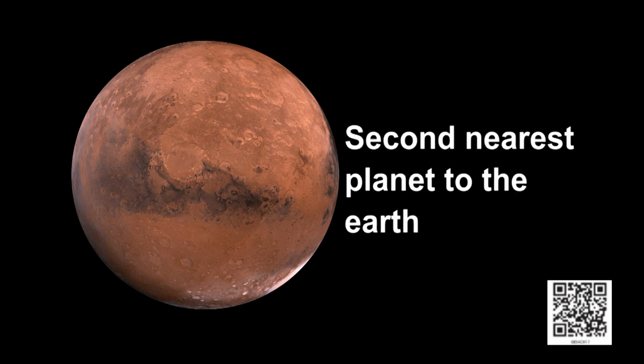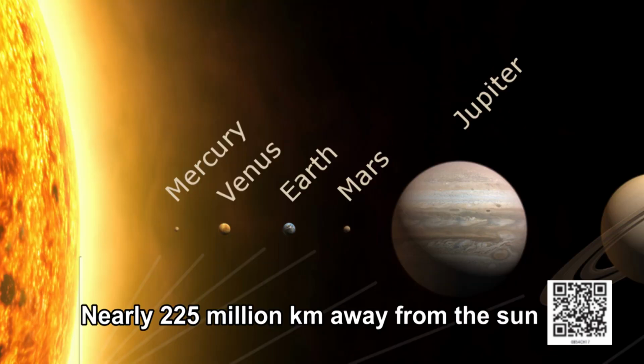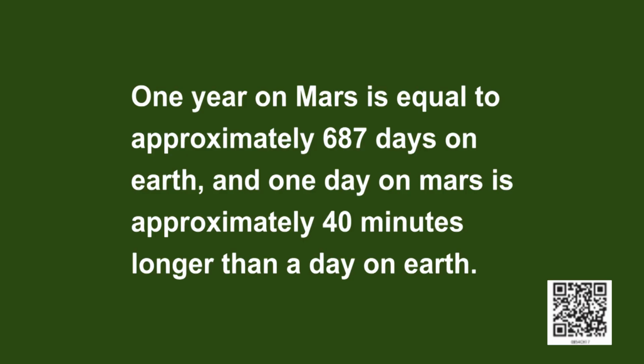We will now look at the next planet in the solar system, which is Mars. Mars is also the second nearest planet to the Earth. Mars has a very elliptical orbit, which means the orbit of Mars looks like a circle that has been stretched along one of its diameters. Mars on an average is approximately 225 million kilometers away from the Sun. 1 year on Mars is approximately equal to 687 days on Earth.